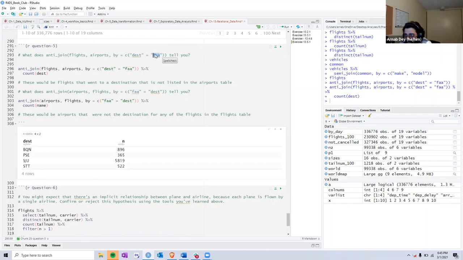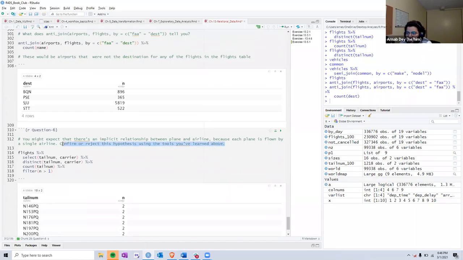in the airports dataset, and this could be because the airports dataset corresponds to airports only within the United States. So if the destination is outside the US, it won't be in the airports data. That's what these correspond to. Similarly, if we flip the order, that's the next part. What happens when you use the airports first and then the flights in the anti-join? It would keep anything in the flights data that does not have a matching destination in the airports table. So these would be airports that were not the destination of any flights in the flights table. It's just flipping the order of things.